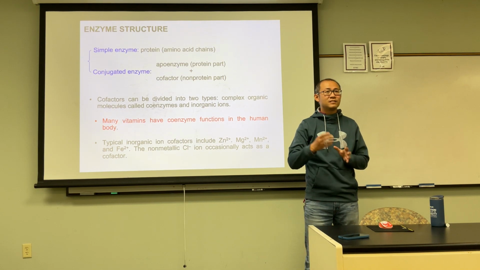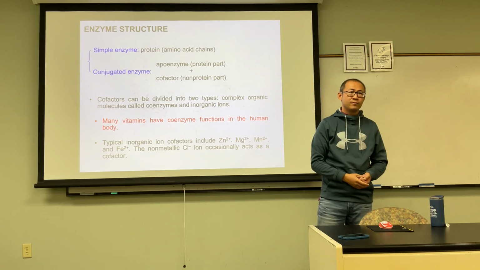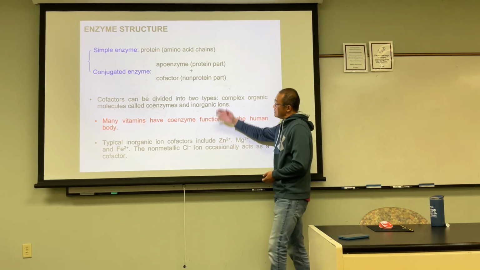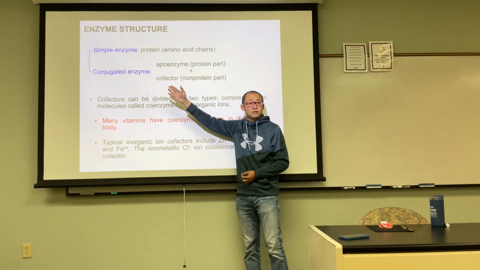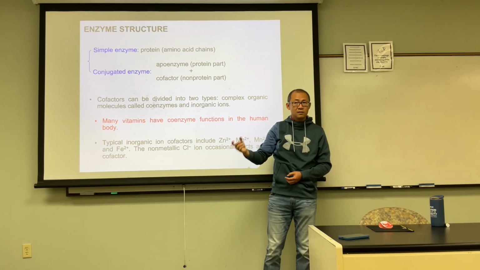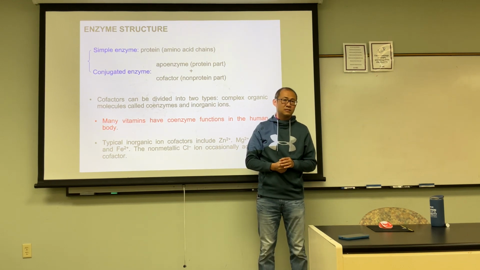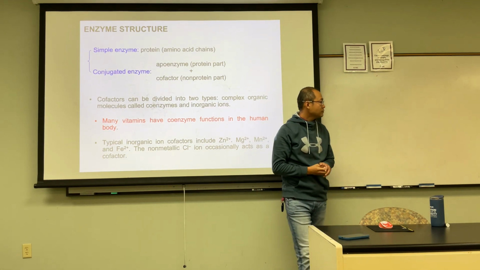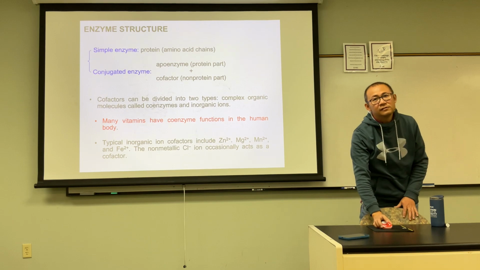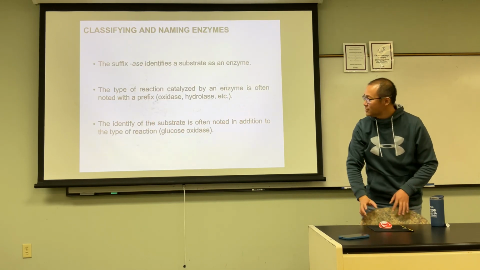Does that make sense? This is the basic construction of an enzyme. Conjugated enzyme has apoenzyme and cofactor. When the cofactor is organic, such as vitamins, we call this cofactor what? Coenzymes. Make sense? Okay, next.